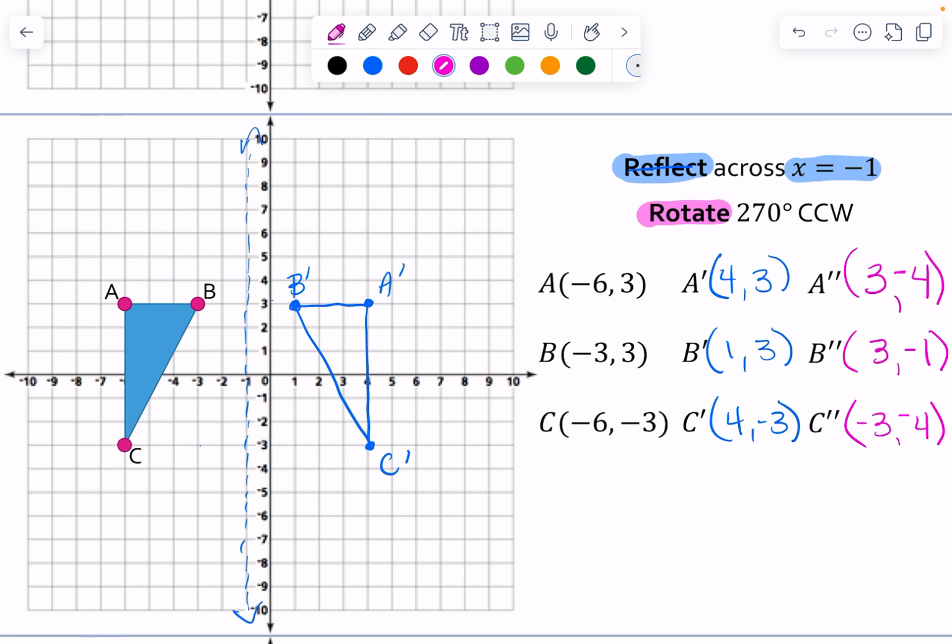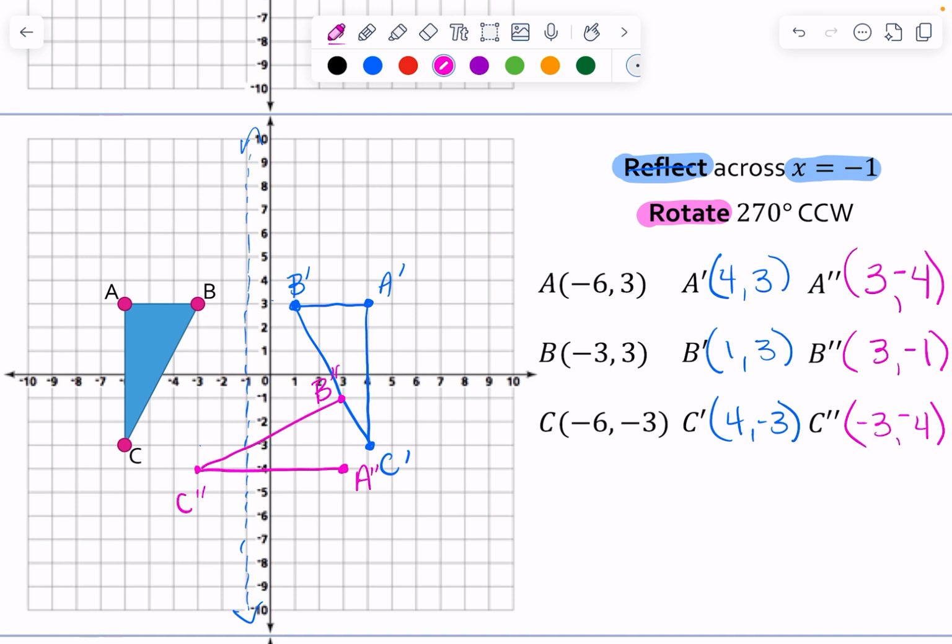So now we go to graph those. So we go 3, negative 4, 1, 2, 3, 4. There is A double prime. 3, negative 1. That is B double prime. And I'm just going to move this A out of the way a little bit here. And then we're going to graph C. C is at negative 3, negative 4. And that is going to be C double prime.